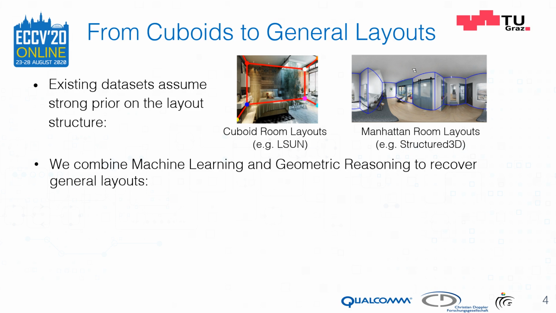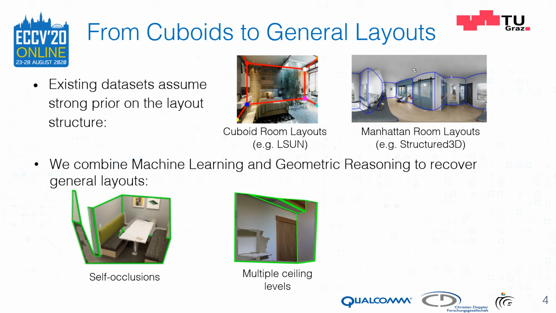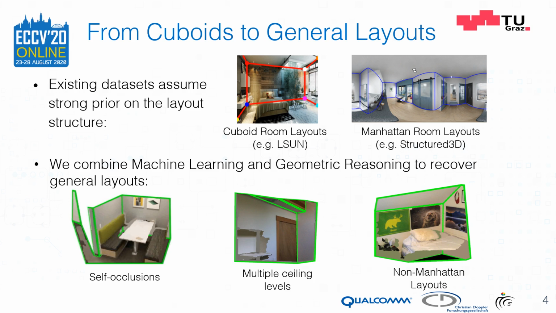Instead, we use machine learning to extract geometric cues from a single input view, which is followed by a powerful formalization of geometric reasoning. Therefore, our method does not require training data specific to general 3D room layout estimation problem, and yet we are able to recover a variety of layout settings that include occlusions between layout components, multiple ceiling levels, and non-Manhattan layouts.